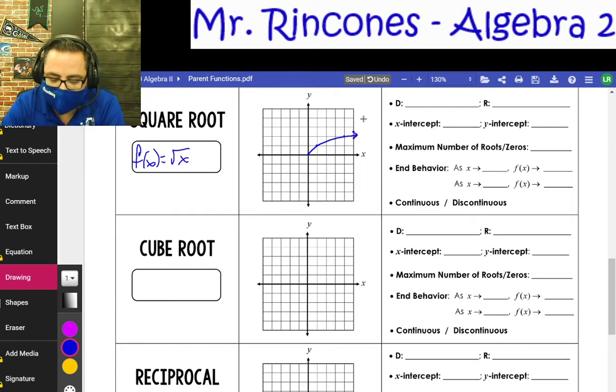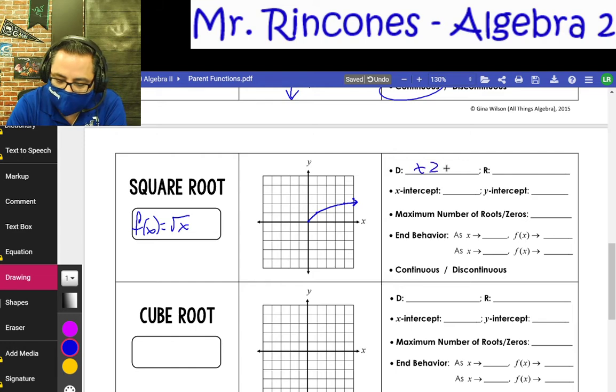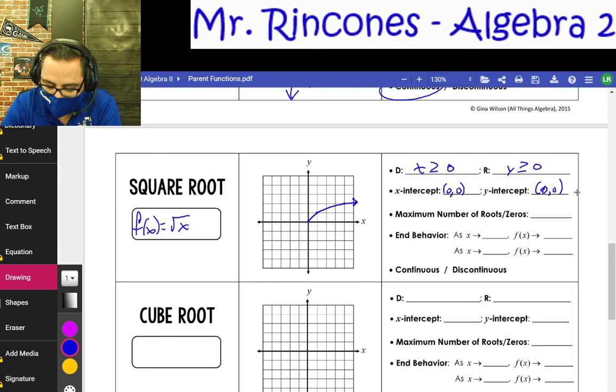And of course, we cannot take a square root of a negative number, so there's that. So we have the domain. If you notice, the domain only exists from 0 to positive infinity. So the domain in this case is x greater than or equal to 0. And the range is also on the positive end, so y is greater than or equal to 0. Once again, the x and y intercepts are at the origin, so that's 0, 0. Maximum number of roots, so only 1.